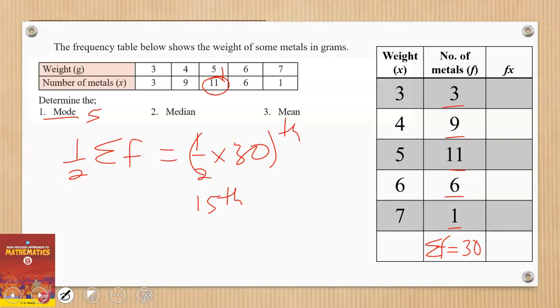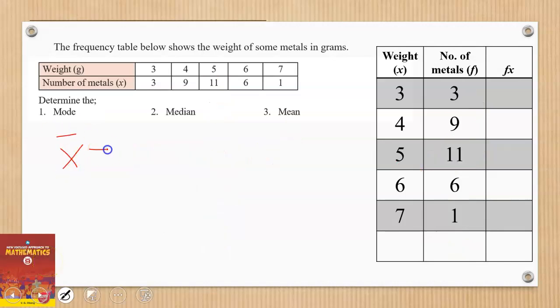Now to find the 15th position, we keep adding the frequency. If you add 3 plus this, that will give us 12. 12 plus 11 will give us 23, which means our 15th position is within this range. And so when we track it here, we can say our median is equal to 5. So the median is 5. Then we want to find the mean. To find the mean, because it is ungrouped, we need to use the formula. Remember the formula that we stated some time ago.